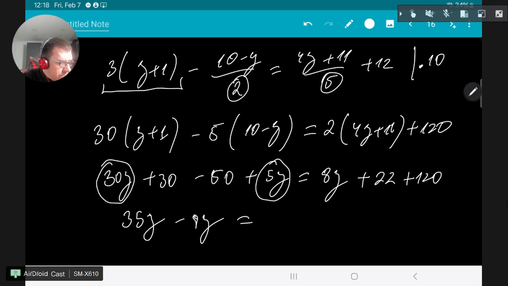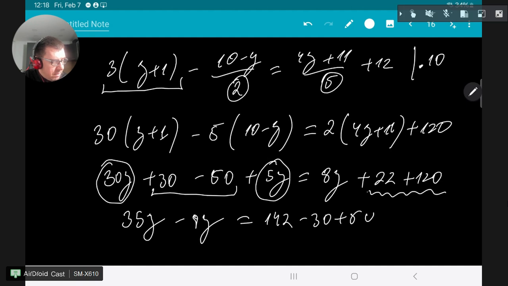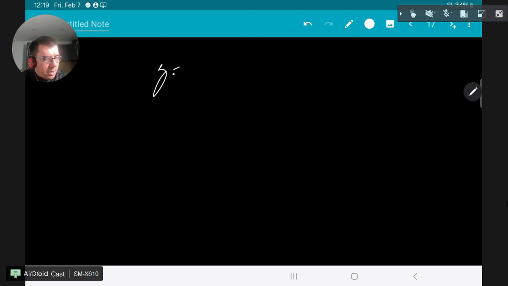equals to 22 plus 120 is 142. These numbers go with opposite sign, minus 30 plus 50. So I get 27y equals to 162. So I divide both sides by 27. I get that y equals 162 divided by 27. And this should be 6. Okay? Makes sense?